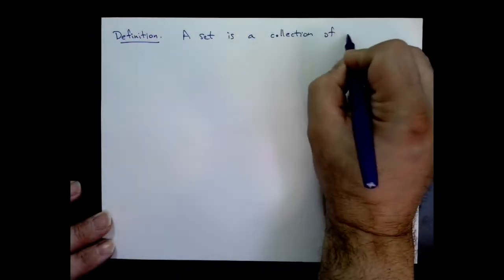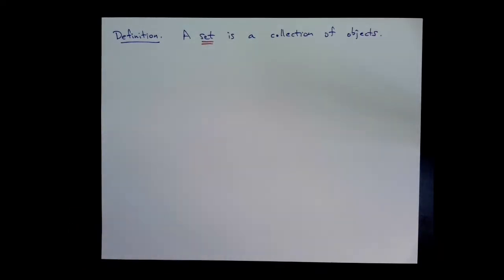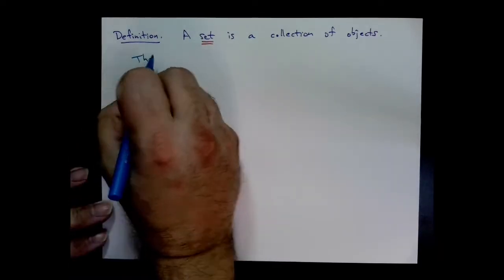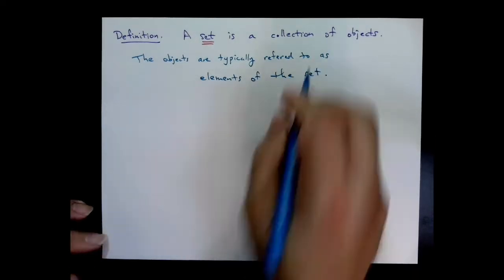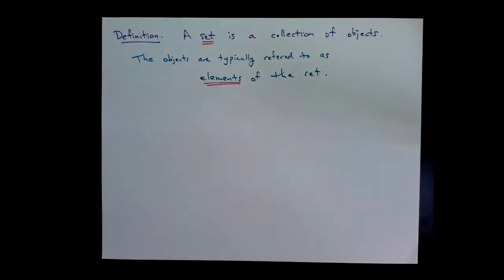Definition. A set is a collection of objects. The objects in a set are typically referred to as the elements of the set. If x is an element of A, then we write x ∈ A. If x is not in A, we write x ∉ A.